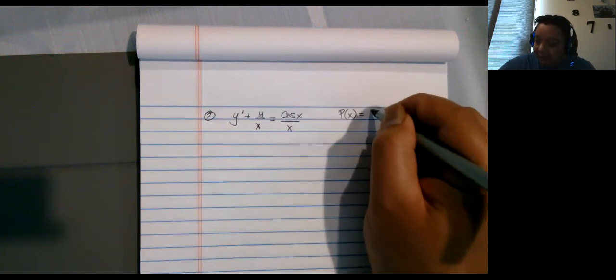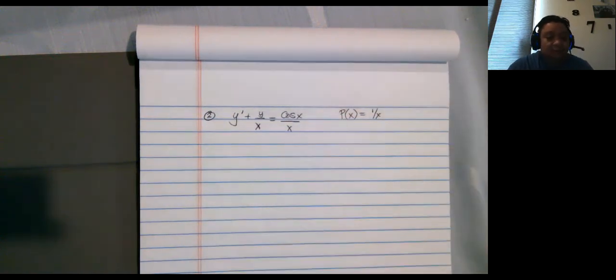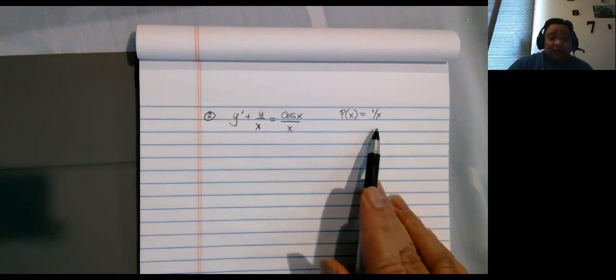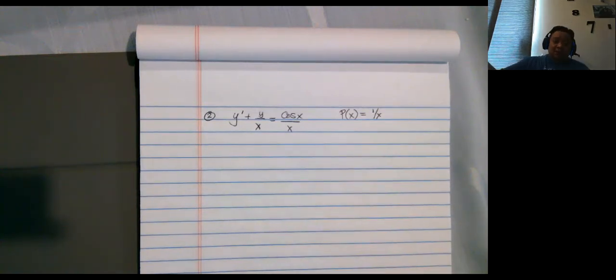It's 1 over x, right? That's correct. So that's 1 over x. So this is what you integrate, and this would be the exponent for your exponential. So I'll give you some time. Go ahead and see if you can work this out, right?